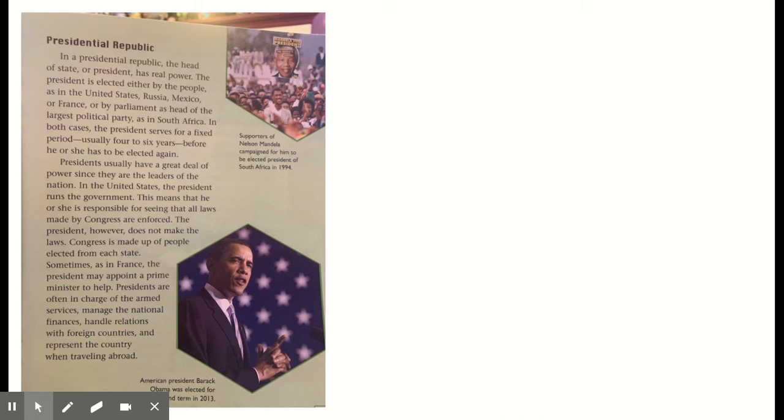In the United States, the president runs the government. This means that he or she is responsible for seeing that all laws made by Congress are enforced. The president, however, does not make the laws. Congress is made up of people elected from each state. Sometimes, as in France, the president may appoint a prime minister to help. Presidents are often in charge of the armed services, manage the national finances, and handle relations with foreign countries and represent the country when traveling abroad.